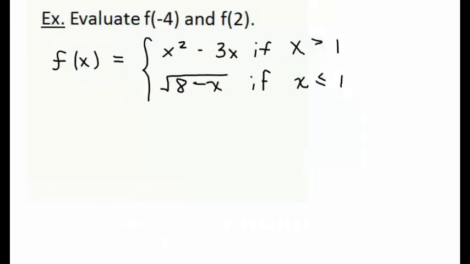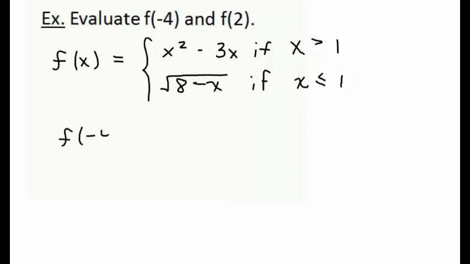Let's go ahead and evaluate another piecewise function. Here I've created a brand new piecewise function. We have a first subfunction, x squared minus 3x, if the value we're working with happens to be on the interval x is greater than 1. And our second subfunction is the square root of 8 minus x. We're going to use this subfunction if the input x value happens to be on the interval x is less than or equal to 1.